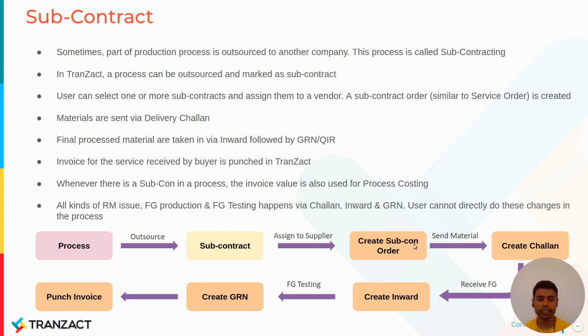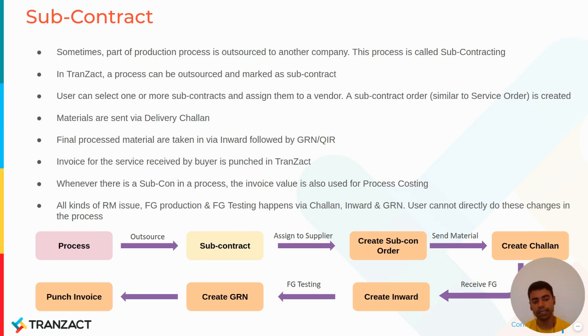That is done by creating a subcontract order. This is similar to a service order, which you might remember. There is a service and you place an order for that, so it's similar in nature. There is a service you want to take and you create a subcontract order. Then you send material using a delivery challan. The material that is there on your shop floor, you have to now send to the person who will be doing the processing. You use a delivery challan to create it.